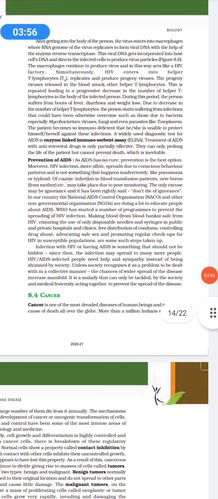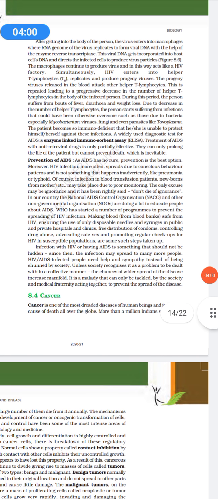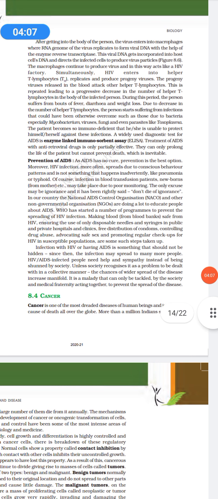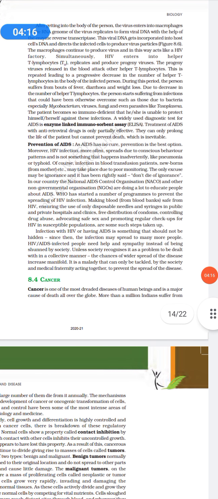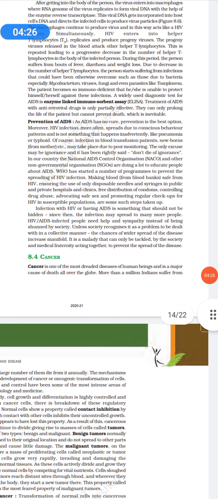Due to the decrease in the number of helper T cells, the person starts suffering from infections that could otherwise have been overcome by the T cells. They would have fought mycobacterium, viruses, fungi and even parasites like Toxoplasma. The patient becomes so immunodeficient that he or she is unable to protect himself or herself against the infection.